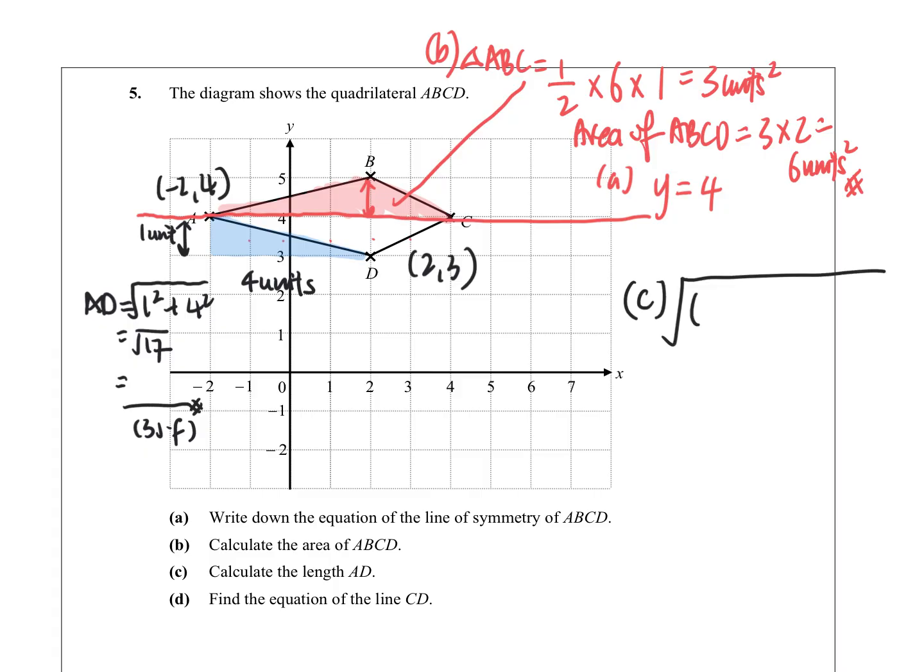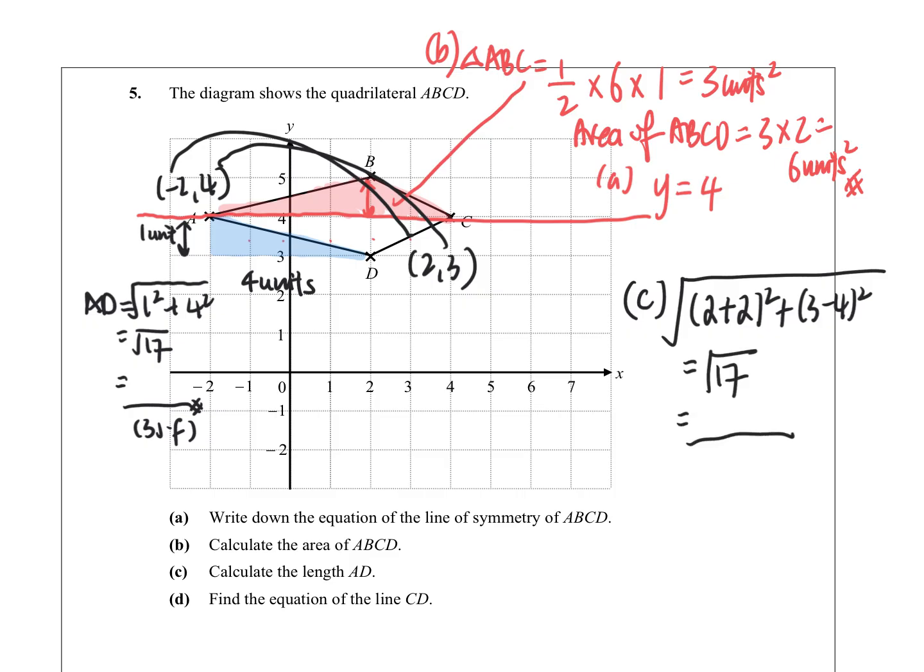Or you can use the formula: x2 minus x1 squared, and then y2 minus y1 squared. It will get you the same answer. So you give it to 3SF. Where is D? This is the coordinate of D, and this is A. Wait, for CD, it is the x1 minus x2 thing here.